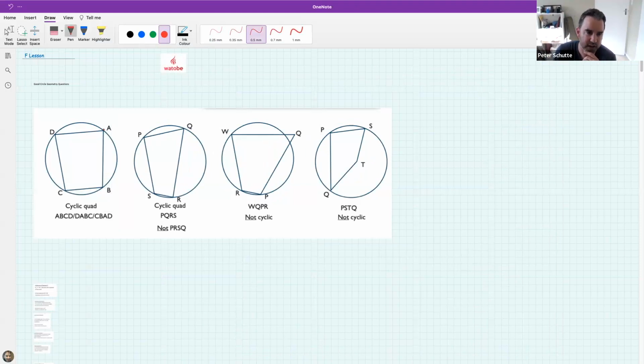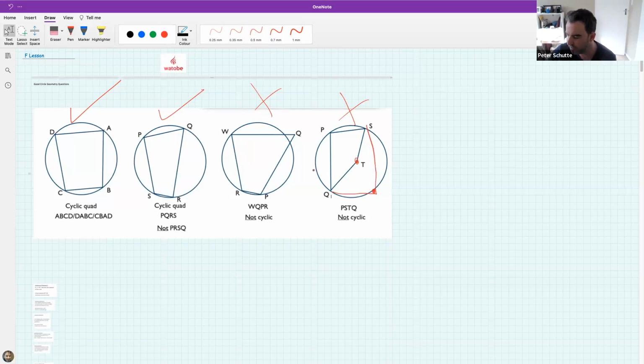A cyclic quad is a quad where a circle can go through all 4 points. So that would be a cyclic quad. Now, this over here, PQRS, that's a cyclic quad. Over here, that's not a cyclic quad because a circle can't go through all 4 points. And this is also not a cyclic quad because this 4th point can't be the middle. It would have to be out here. Now, that is just a visual example of cyclic quads.